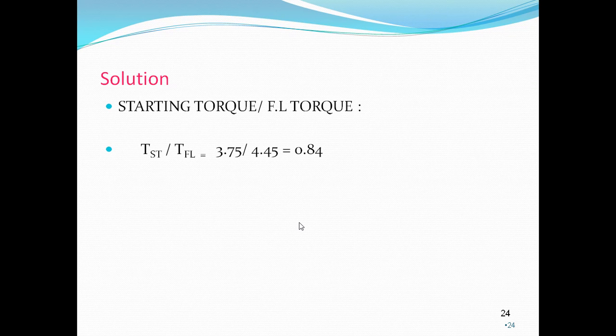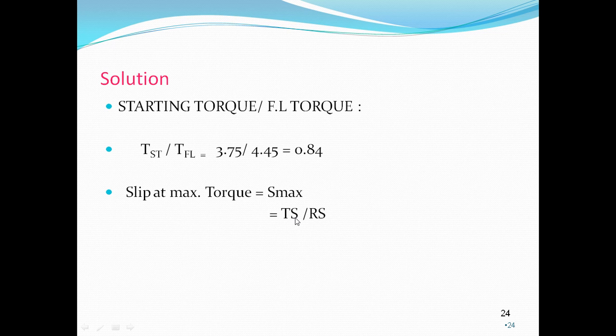Next, starting torque by full load torque. So you measure the starting torque, that is 3.75, divided by 4.45, which gives a value of 0.84. Next, he asked to calculate slip at maximum torque.